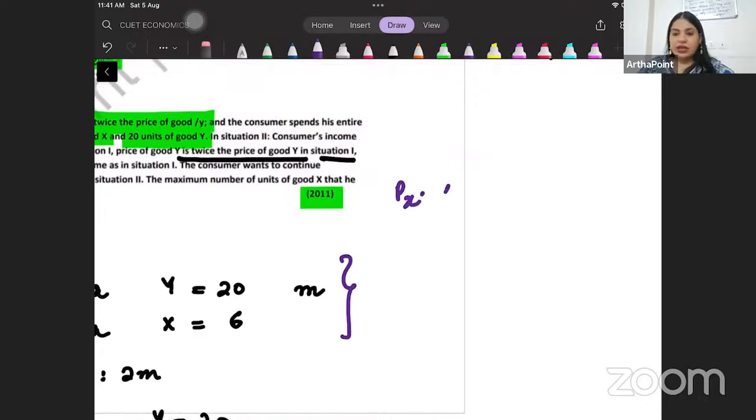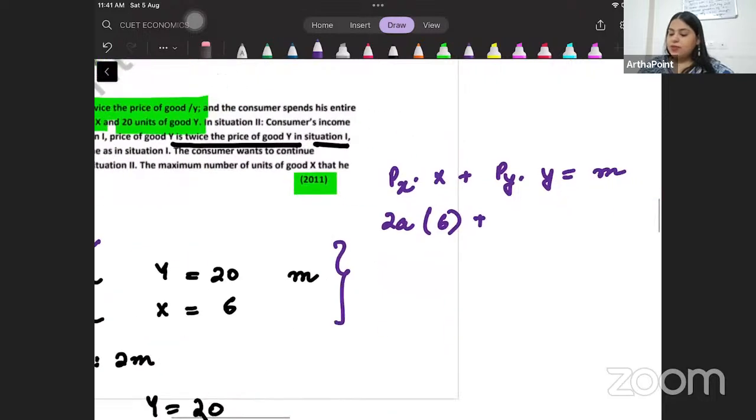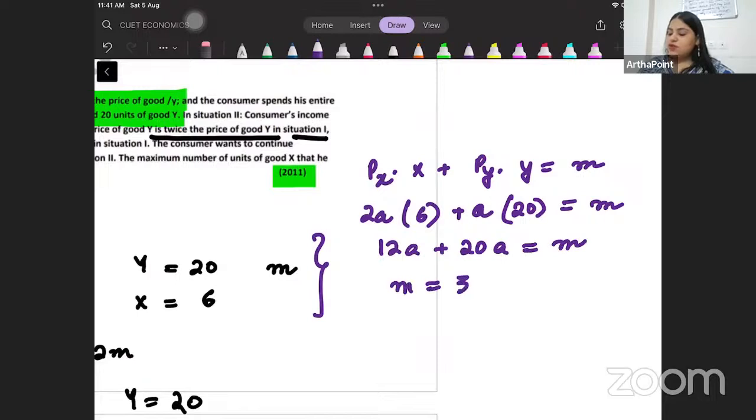Price of good X into X plus price of good Y into Y is equal to income. Price of good X is 2A. I am consuming 6 units of X. Price of good Y is A. I am consuming 20 units of Y, and this is equal to income of the consumer. So I get 12A plus 20A is equal to M. So income of the consumer will be 32A. Income of the consumer will be 32A.